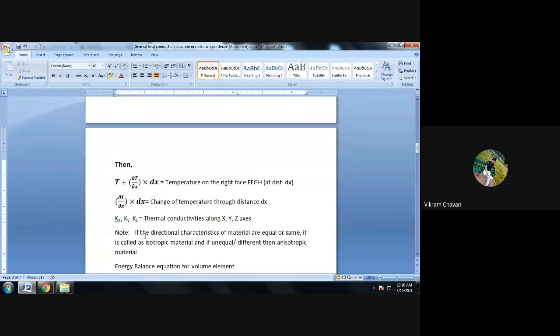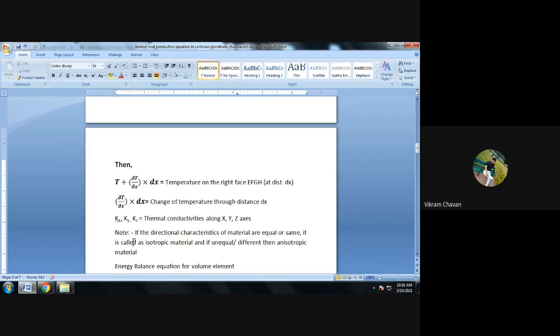Remember this: if the directional characteristics of a material are equal or the same, it is called an isotropic material. And if unequal or different, then anisotropic material.